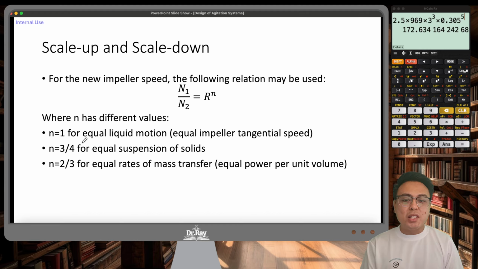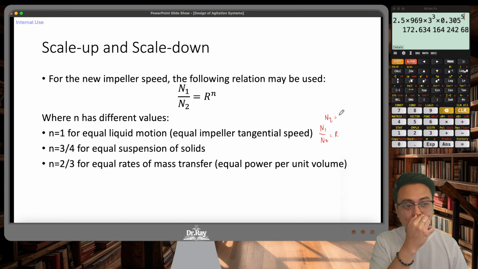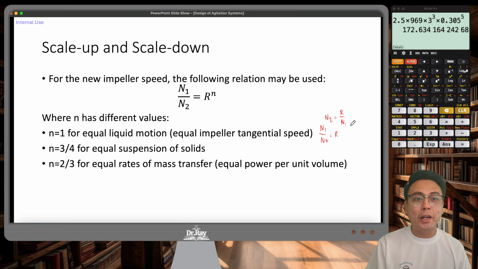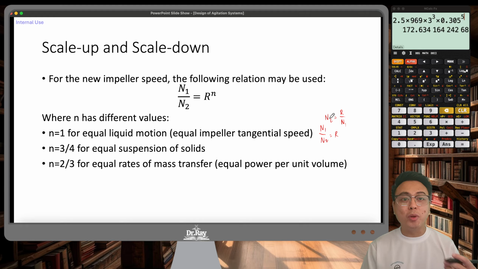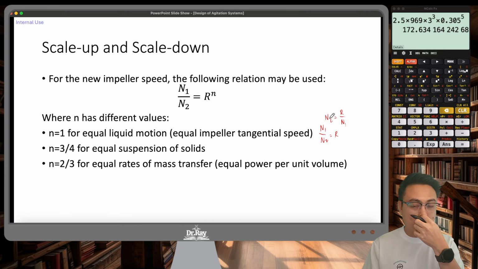And those are: n is equal to 1 if you want to have equal liquid motion, which technically means that you have equal impeller tangential speed, right? If your small n is equal to 1, this means that N1 over N2 is equal to R. Or for the new impeller speed, that would be R over the original impeller speed, N1. If you want an equal impeller tangential speed, what would inevitably happen here is that your new impeller speed would have to be larger than the original impeller speed if you want to maintain the same tangential speed.